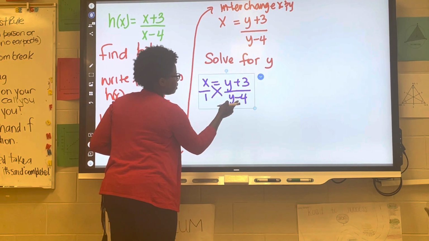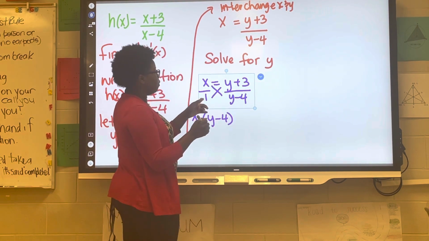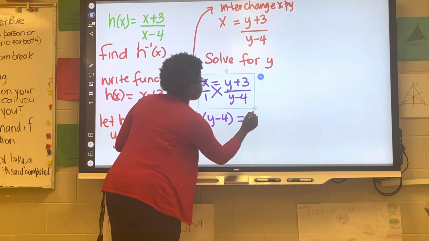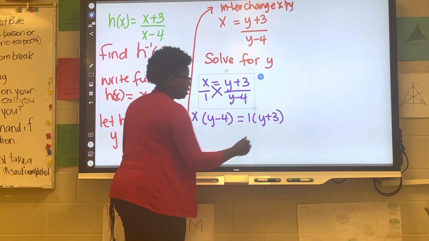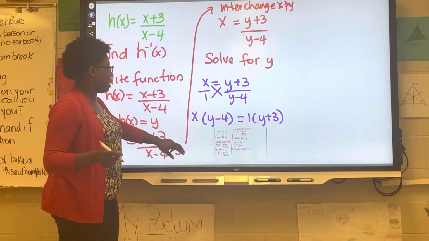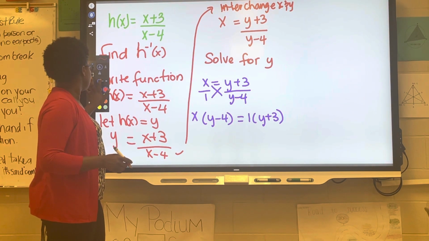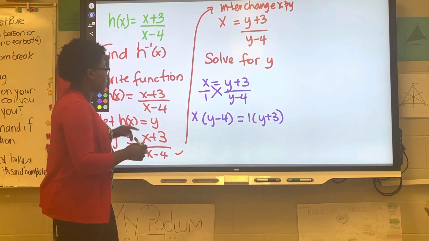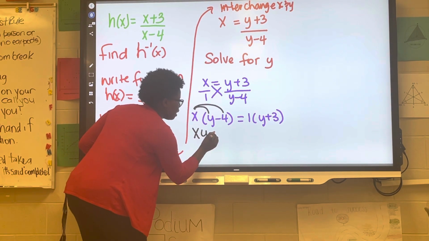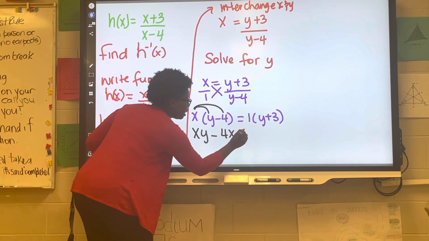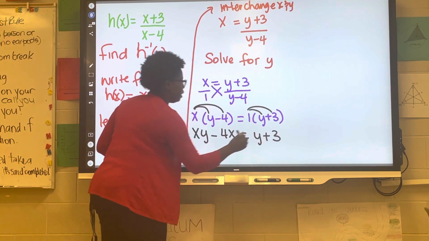So x times the denominator, so it's x times (y - 4), and 1 times the numerator, so it's 1 times (y + 3), which is just y + 3, but it's okay. From here, we're going to distribute the x to the parentheses. So xy - 4x is equal to, distribute the 1, y + 3.